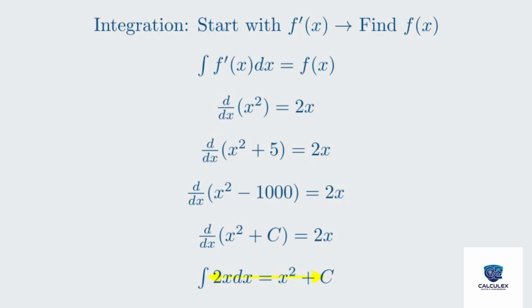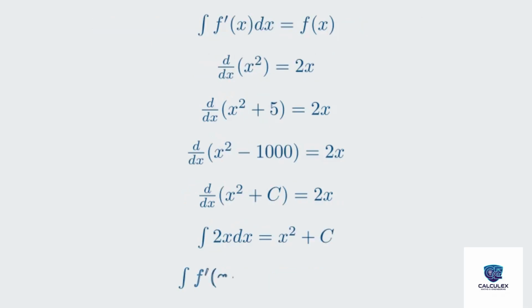To account for this uncertainty, we add a constant of integration, which we represent with the letter c. This plus c is non-negotiable for what we call indefinite integrals. If you forget it, your answer is only a partial solution, because you're missing an entire family of possible original functions. So we've now understood that integration is the process of reversing differentiation, and why we need that plus c. We have achieved our first objective.